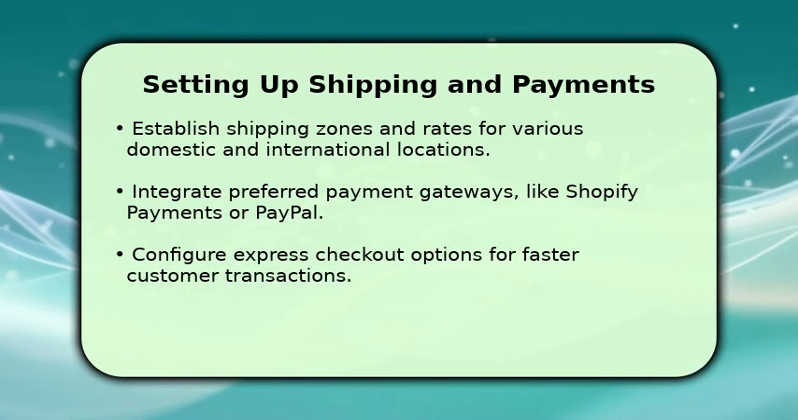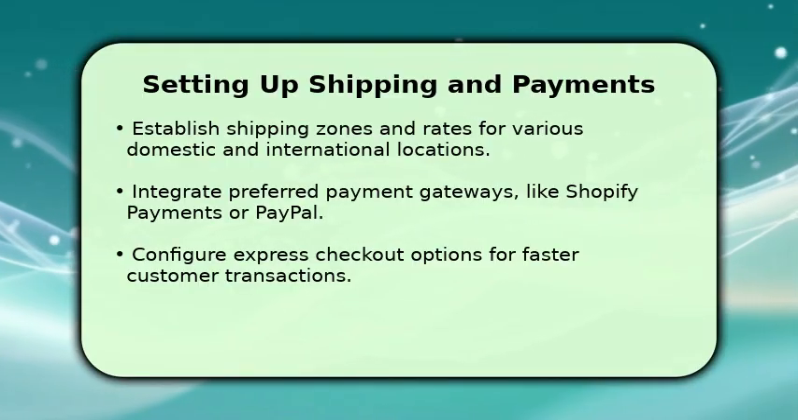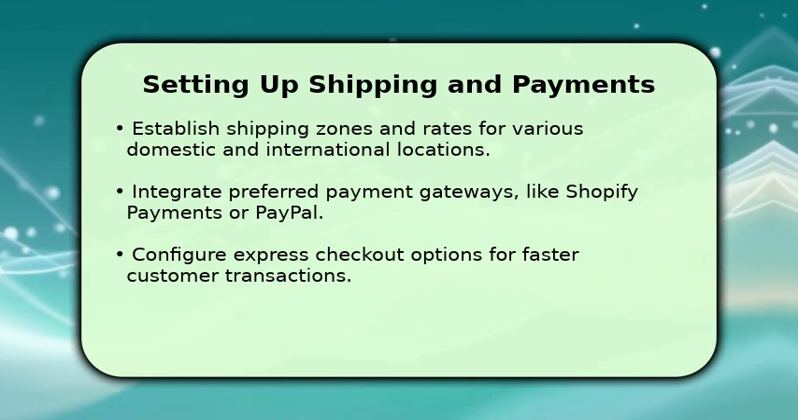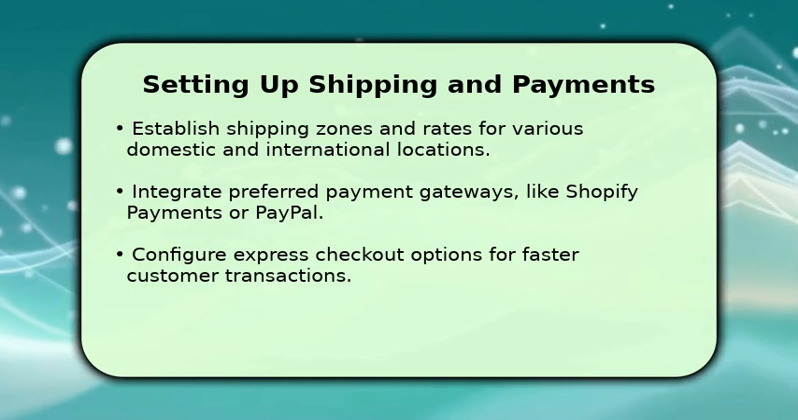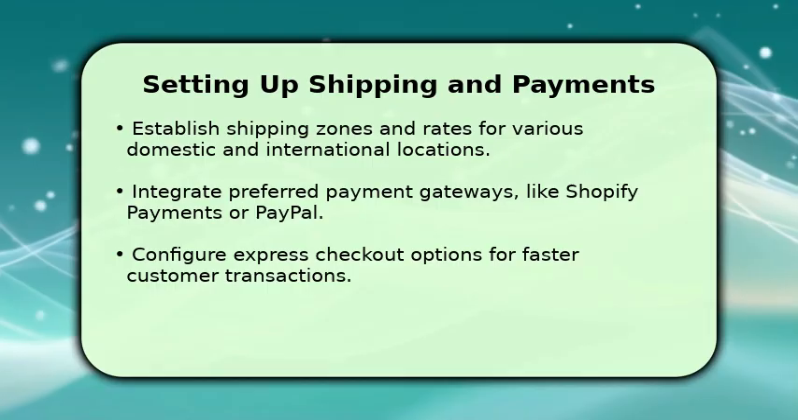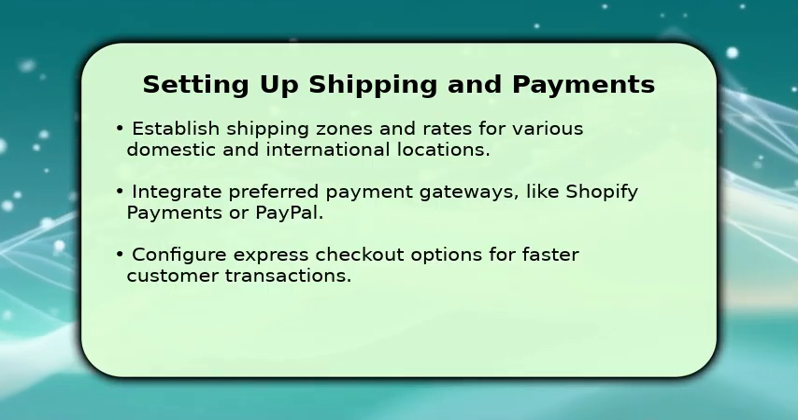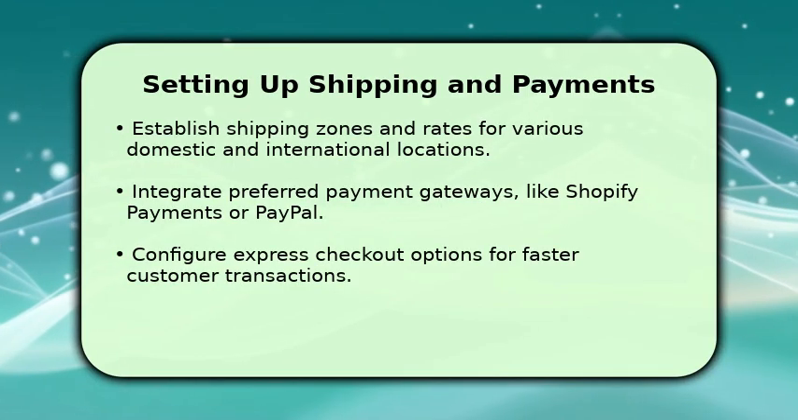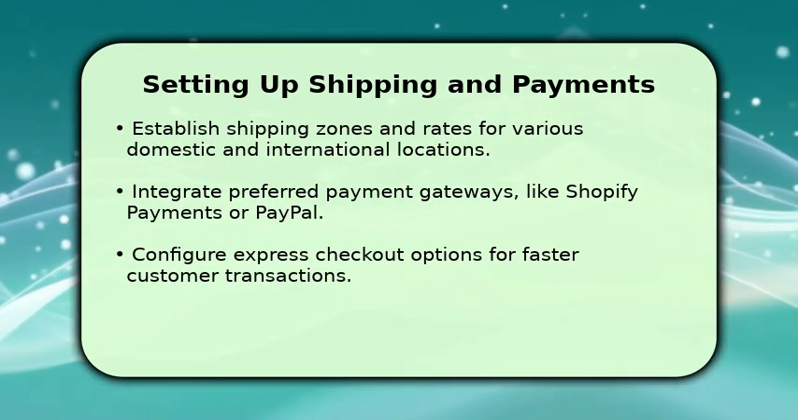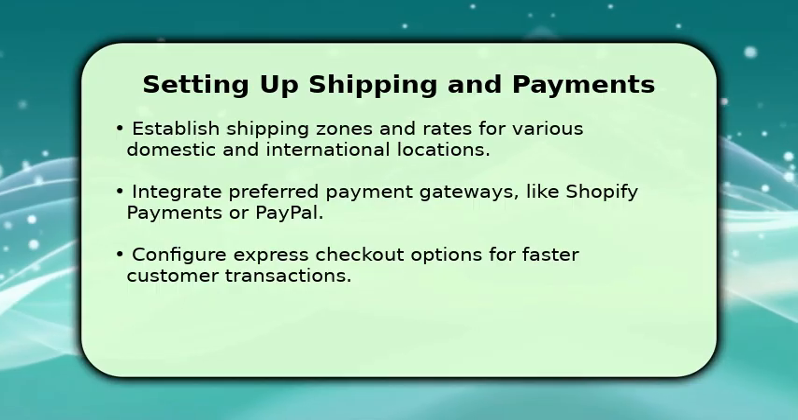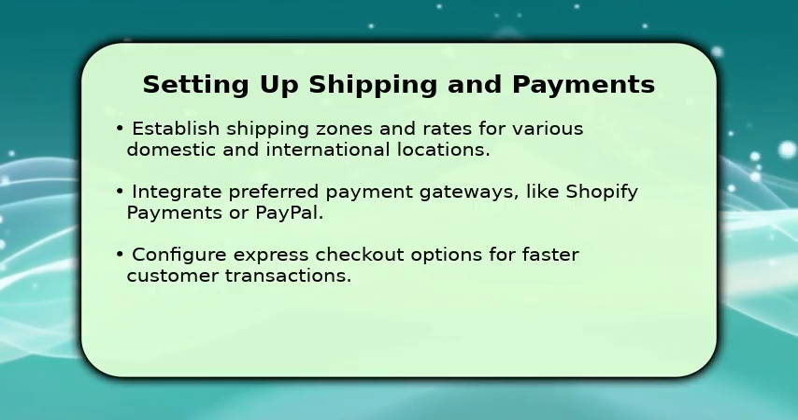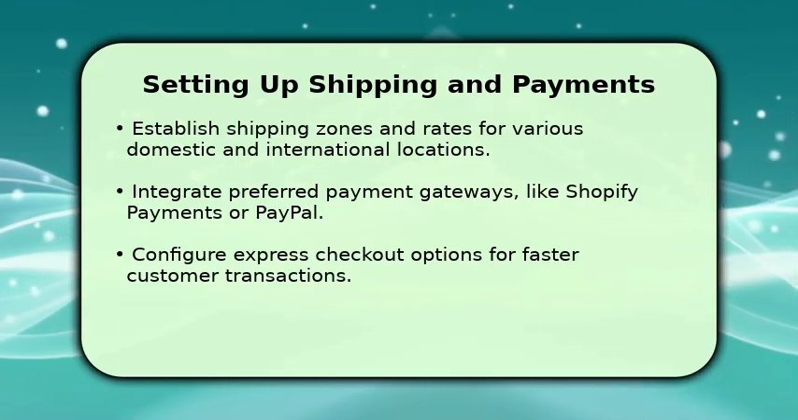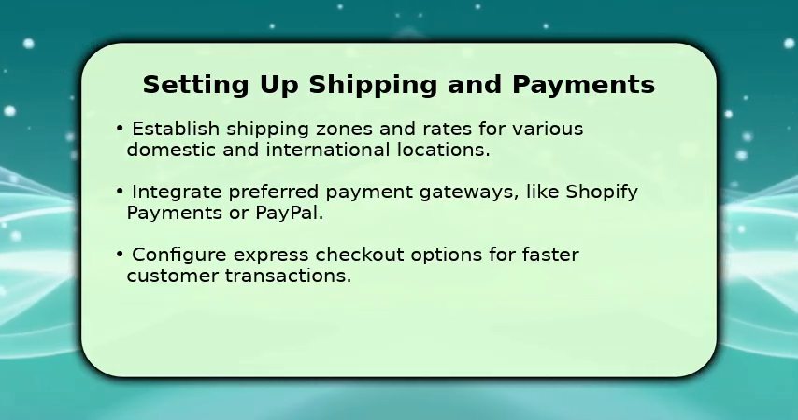Now, let's move on to setting up shipping and payments, two critical components of any online store. You will need to establish clear shipping zones and rates for all your delivery areas, both locally and globally. Next, integrate your chosen payment gateways, such as Shopify Payments, PayPal, or Stripe, to offer diverse payment options. Don't forget to enable express checkout for quicker purchases. Always test these settings with a dummy order to ensure everything works perfectly.